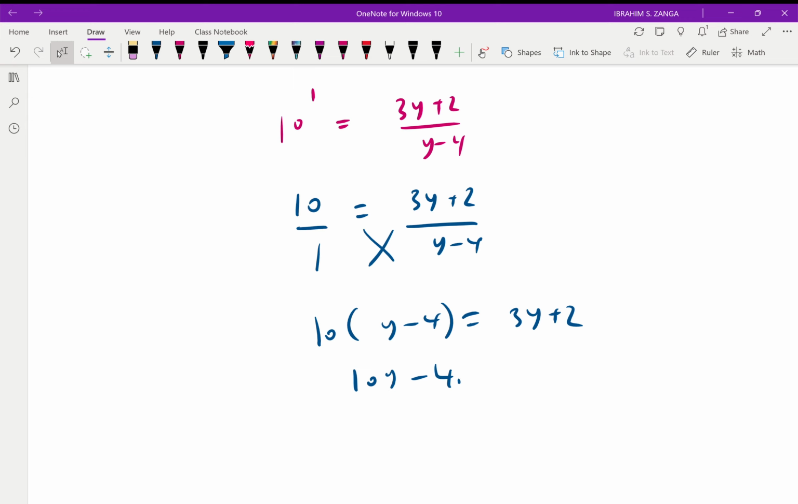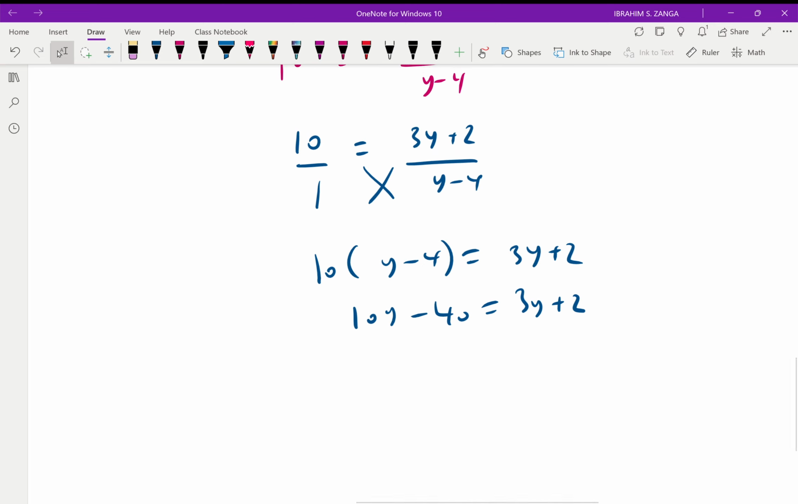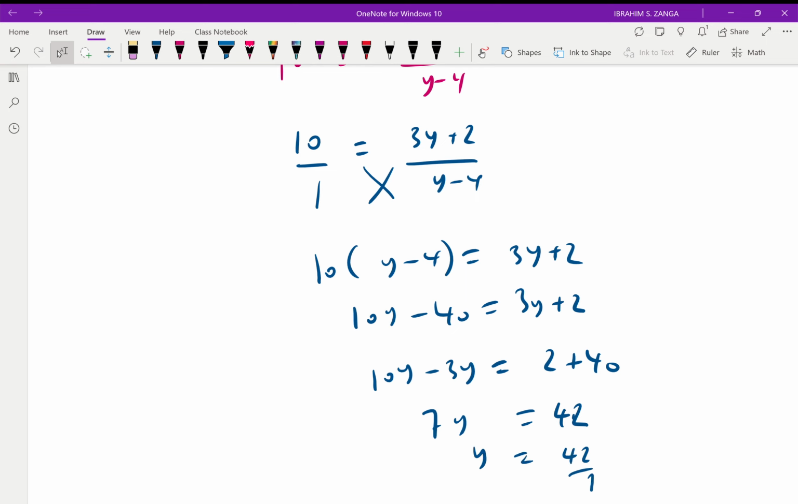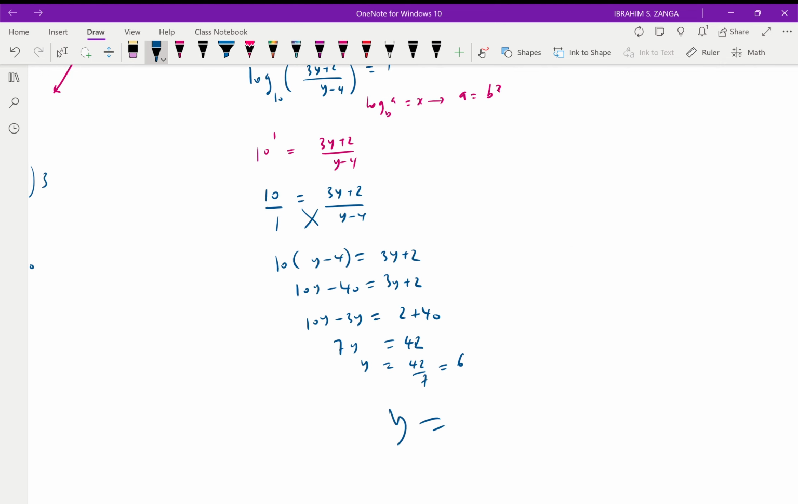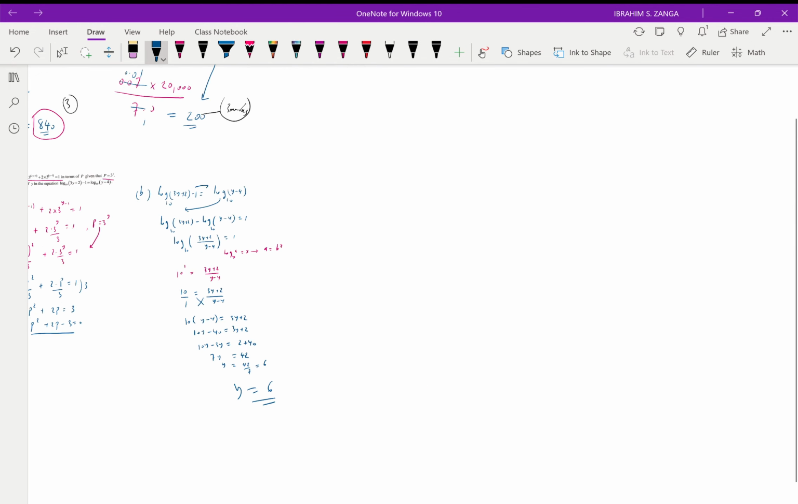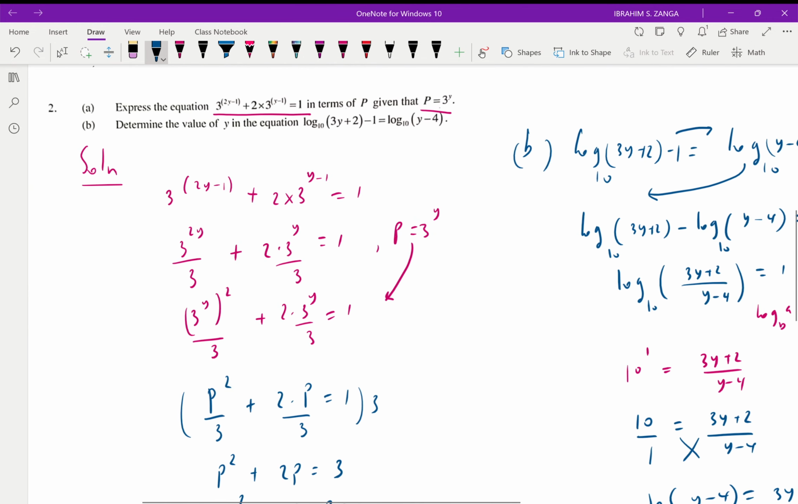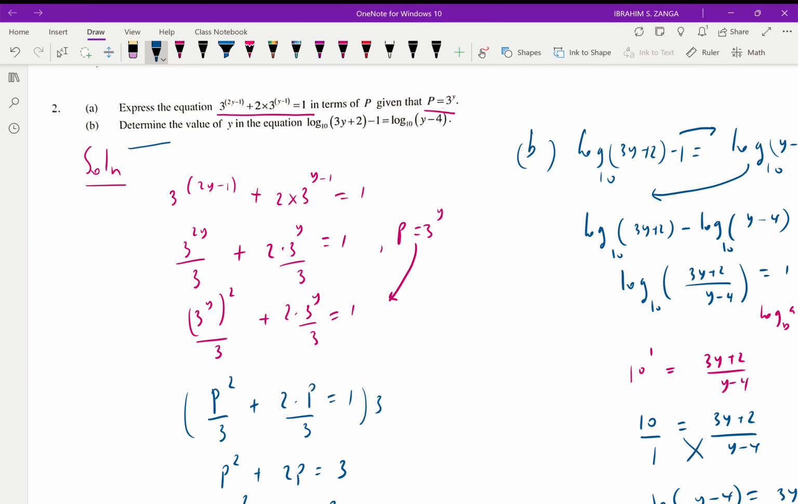10y minus 40 equals 3y plus 2. Collect like terms. We have 10y minus 3y equals 2 plus 40. 7y equals 42. So y will be 42 over 7, which is equal to 6. So the value of y, dear students, equals 6. And that is the solution for question number 2b, dear students. So that is all about the solution of question number 2.